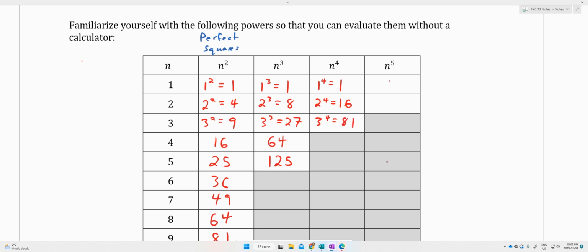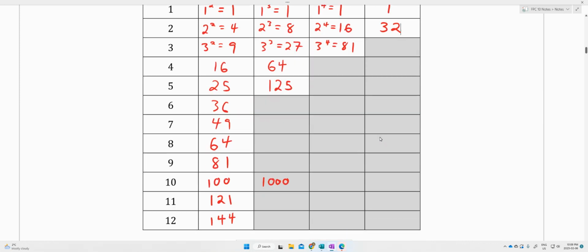And let's finish this off. We're going to get 1 again, and we multiply 2 one more time. We're going to get 32. So those are very special numbers that we're going to see come up time and time again. And I'm just going to add these because you're going to see these once in a while. We're going to see 10,000, and you might even see something as high as 100,000. But all of those are perfect squares.